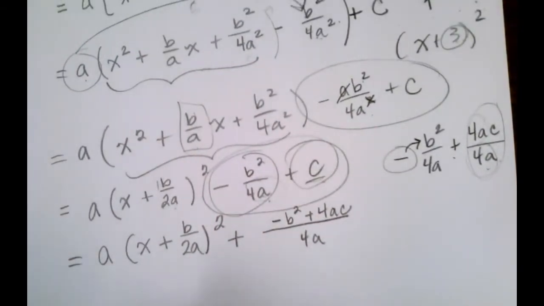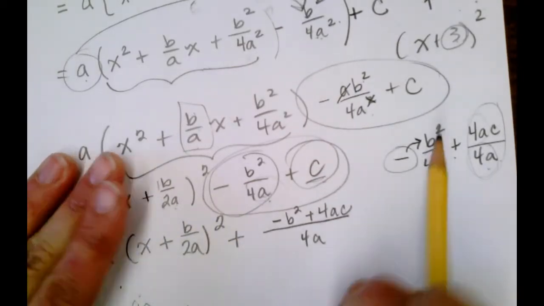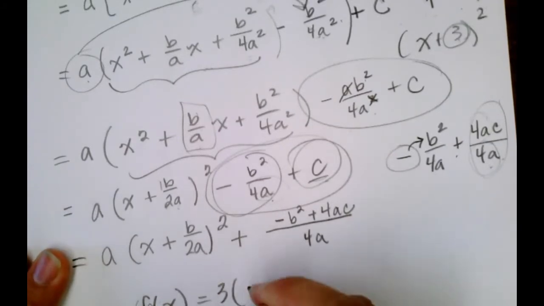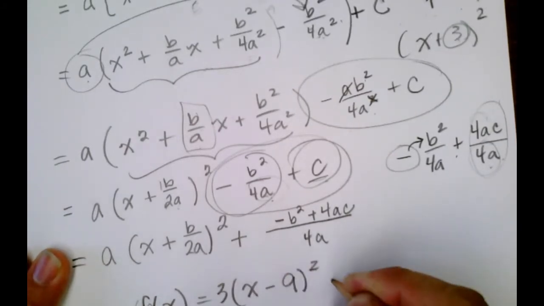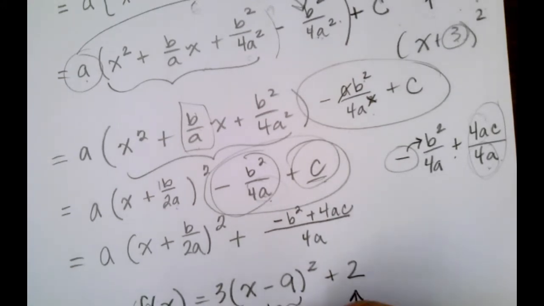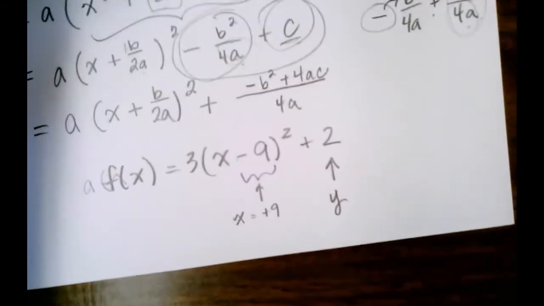Now remember before, let's look at our f of x. We'll look at our example: 3 times x minus 9 squared plus 2. Remember, this was our y term. And this, subtracting 9 meant that my x was a positive 9. Oh, sorry, you can't see that. There we go. Subtracting 9 meant that my x was a positive 9.